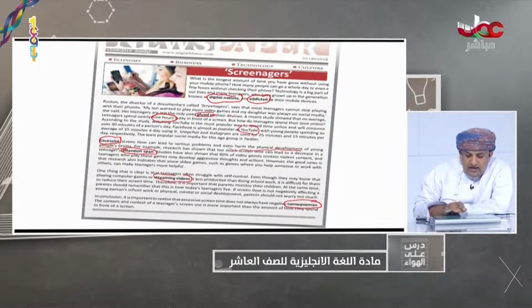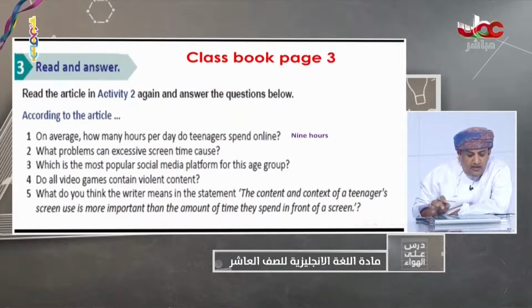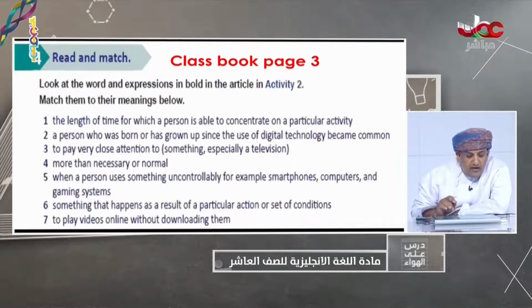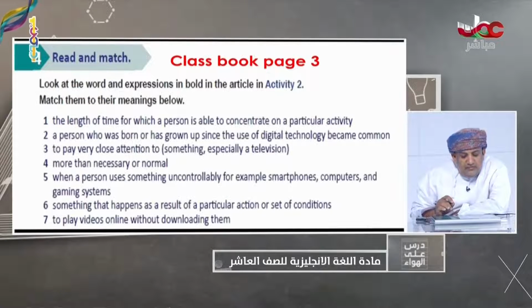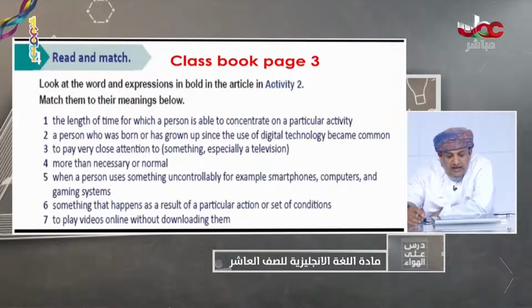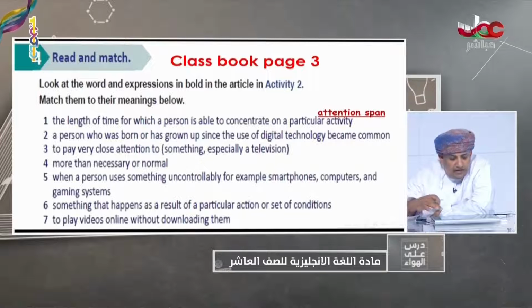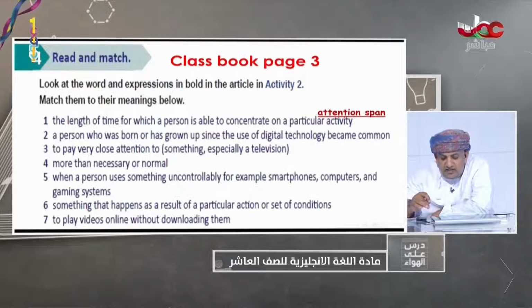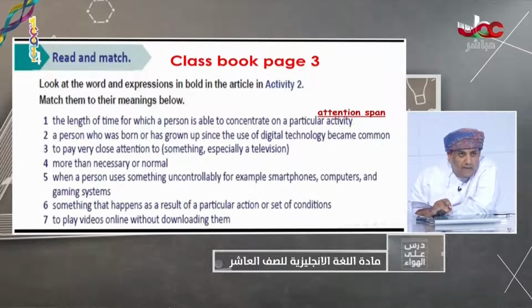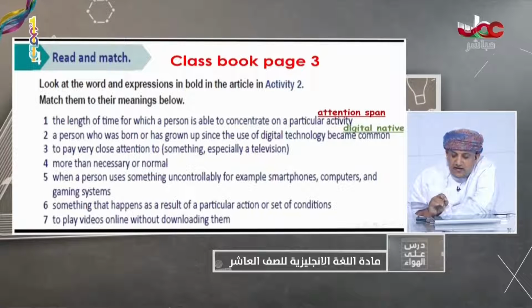So now let's look at the words, okay? Number 1, the length of time for which a person is able to concentrate on a particular activity. What is it? What do you think it is? Yes, it's attention span. Number 2, a person who was born or has grown up since the use of digital technology became common. It's digital natives. Very good.